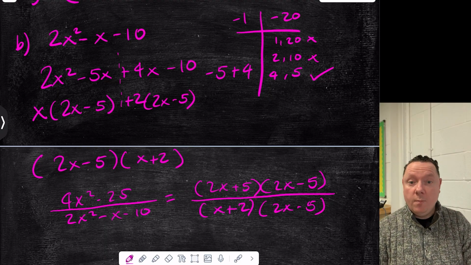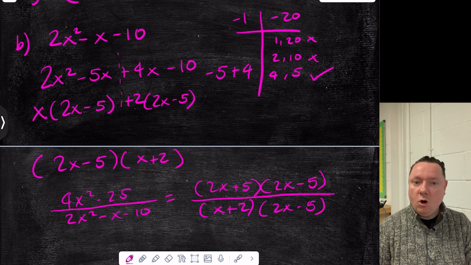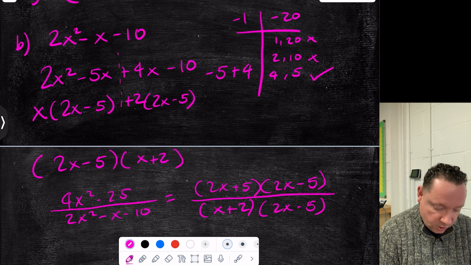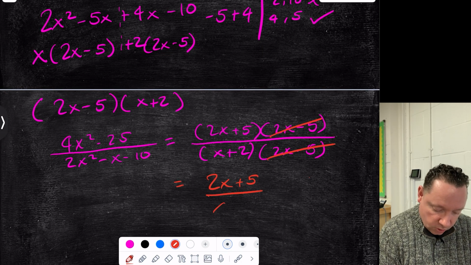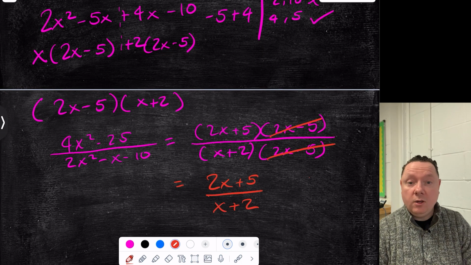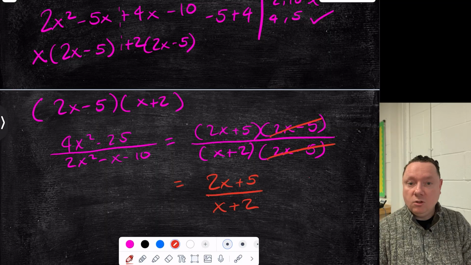Now you should be able to see you've got a bracket which is the same top and bottom. That's quite common when you're simplifying algebraic fractions. So I just cancel out the ones that are the same, and that leaves me with just 2x plus 5 on the top and x plus 2 on the bottom. And you can't do anything else because there's nothing else to cancel, so we're done.